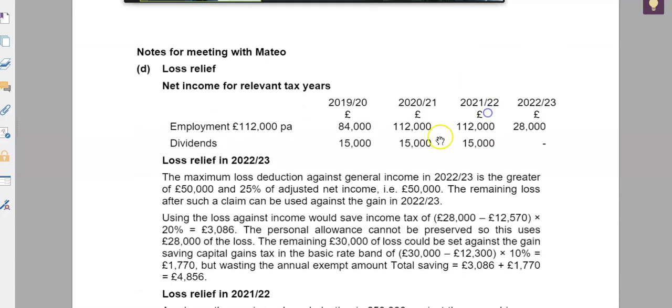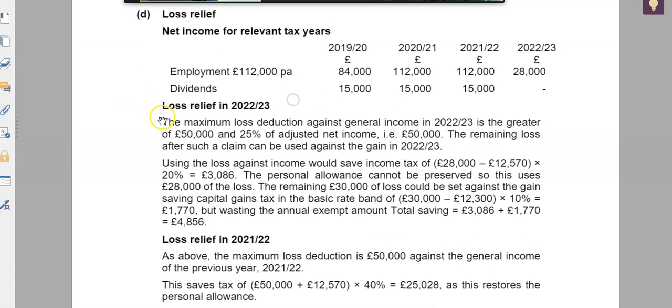Then the next part. So this is the loss. So 84. This. Yes. Okay. So please read this part. Rather, I will read. The maximum loss deduction against the general income in 22-23 is the greater of 50,000 and 25% of net income. That is 50,000. The remaining loss after such a claim can be used against the gain in 22-23. Using the loss against income would save income tax of this amount.